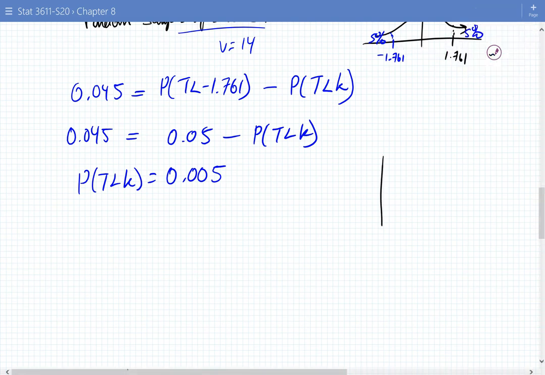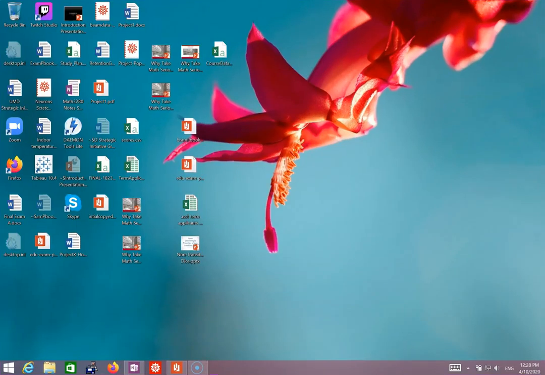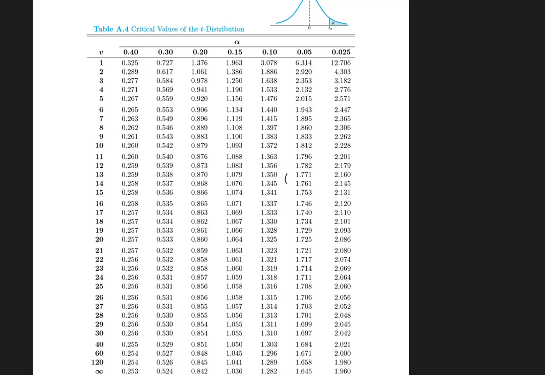Again, how can we figure that out? So here's our curve. So 0.005 is probably going to be some value over here. So this is the k value that I want. I want an area of 0.005. But the t table gives me areas to the right. So I'm probably going to end up looking for a value over here that's going to have 0.005 area to the right. Under 14 degrees of freedom, what can I find for that? 0.005 with 14 degrees of freedom.